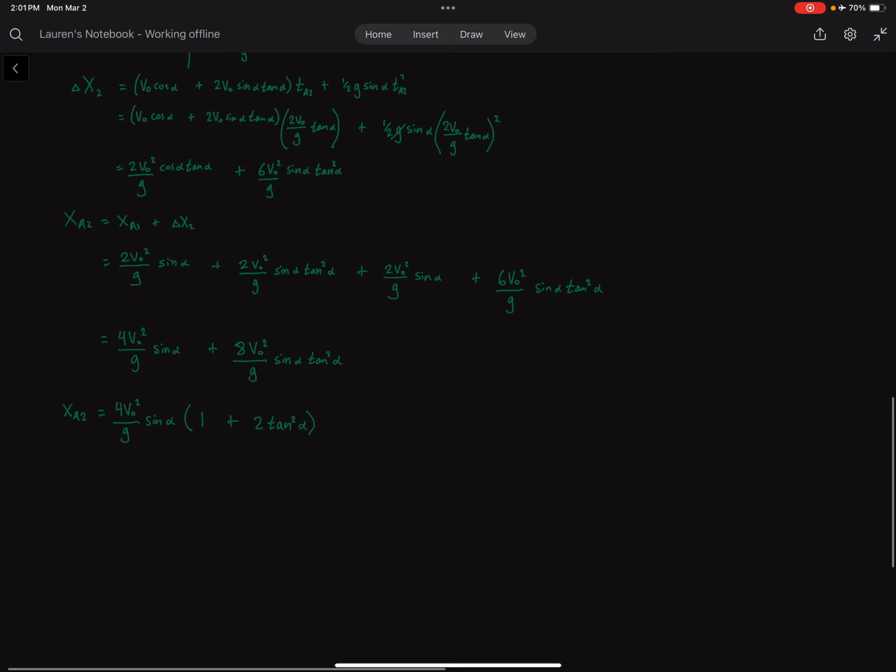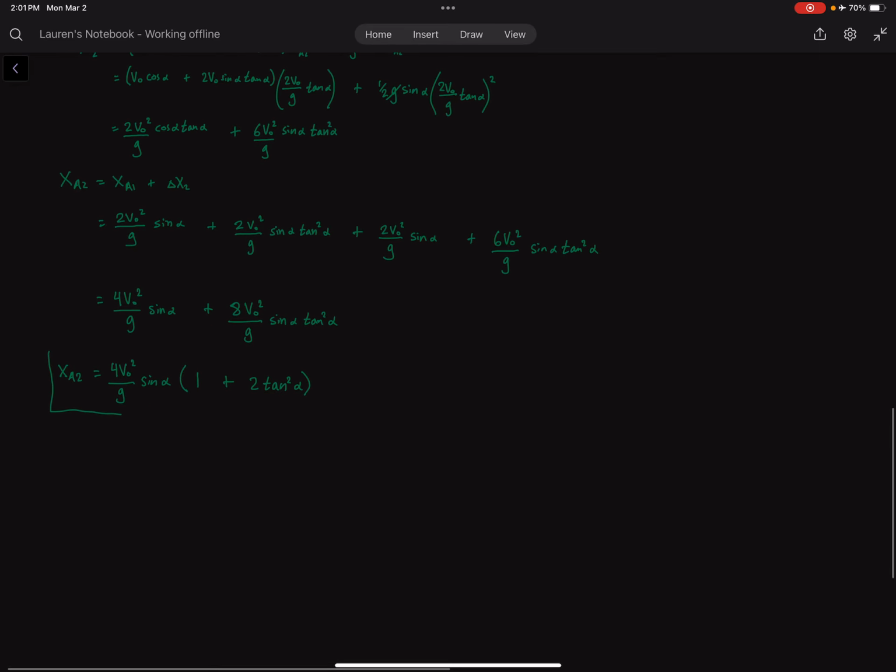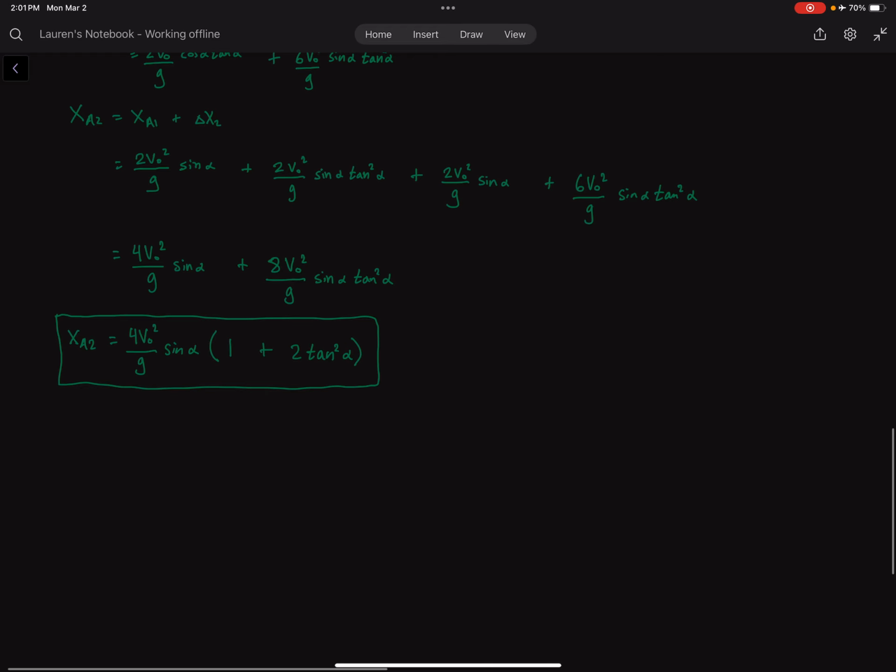So here, without any extra work, just understanding the periodicity of the time being the same for each one, we can now just write down for n number of bounces, we have 2n v0 squared over g times sine of alpha times 1 plus n tangent squared alpha. And isn't that just gorgeous? Gorgeous. What a cool problem, right?